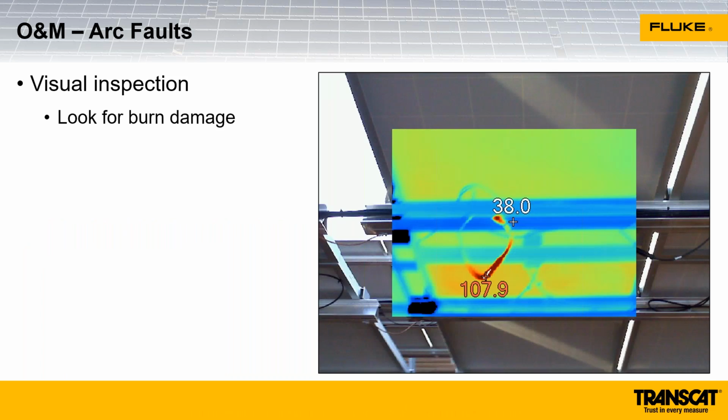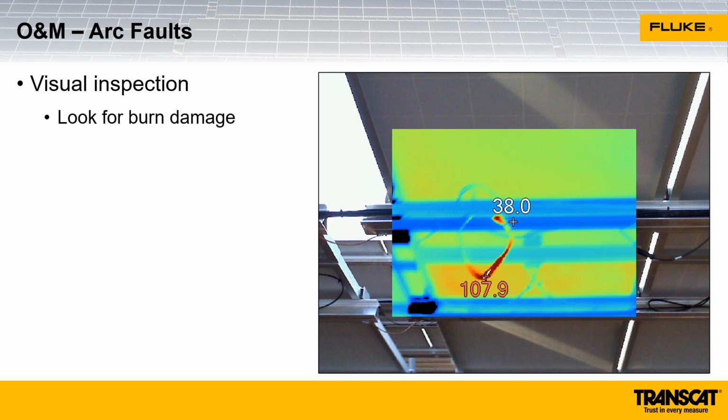Okay, moving on to arc faults. Arc faults come in 2 different categories. There are series arc faults and parallel arc faults. A series arc fault is high resistance between 2 connections that should have low resistance. This module interconnection is a good example for that.